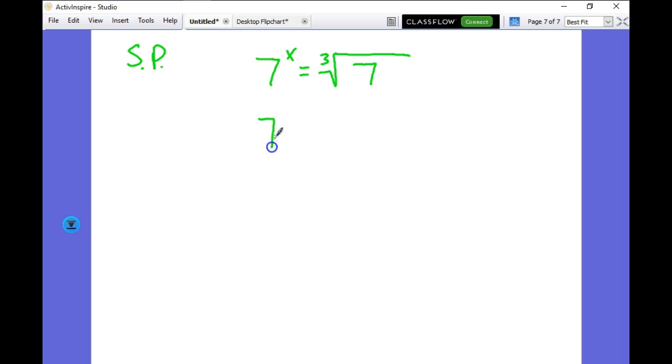So Cameron, how would I rewrite this in exponential form? 7 to the power of 1/3, right? And then we can drop the 7s out. You know, if 7 to the what equals 7 to the 1/3, then obviously the exponents have to match since the bases match.